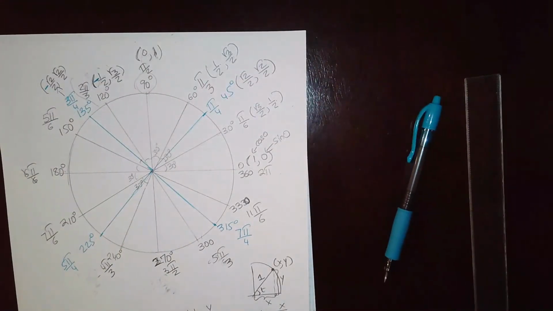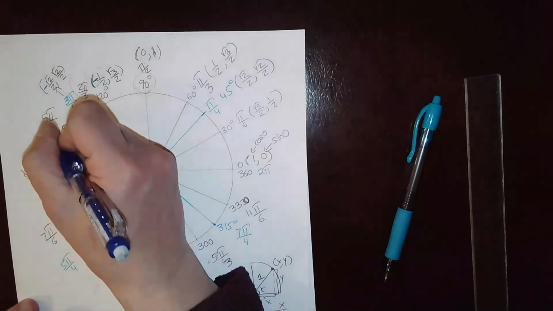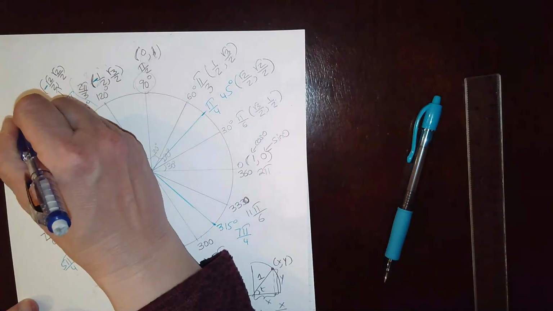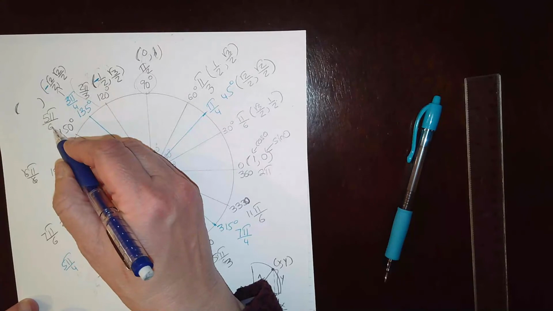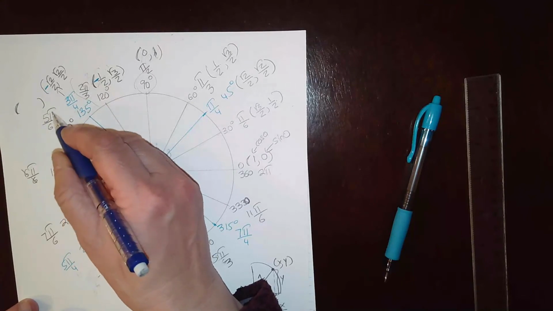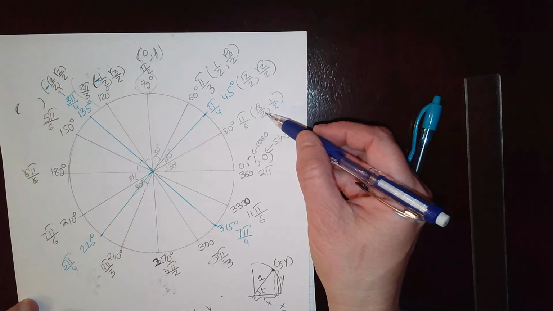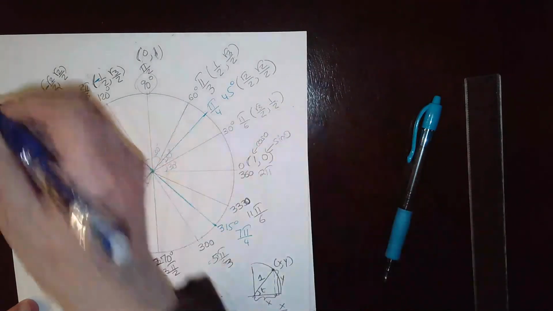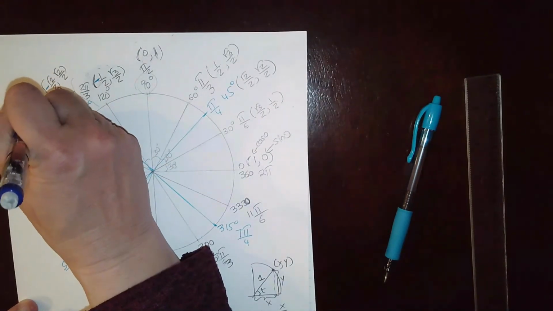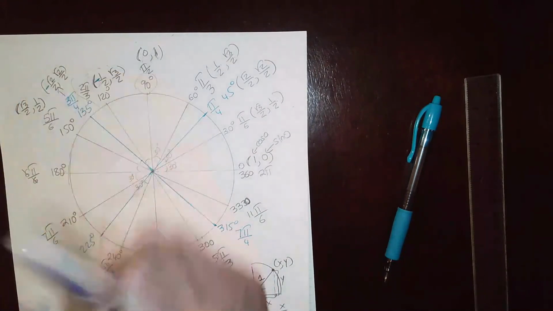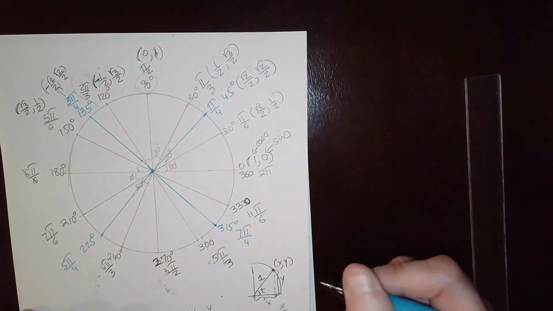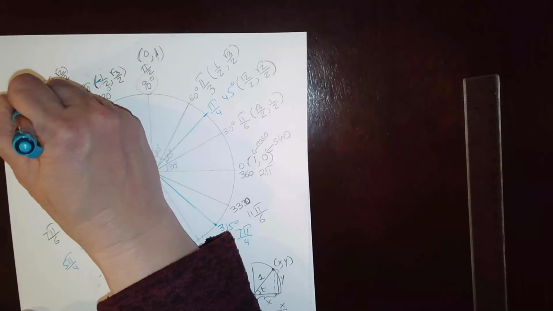Here is 5 pi over 6. The reference angle is pi over 6. We're looking at the pi over 6, so that's root 3 over 2, 1/2. Again, the cosine here is negative, or the x-coordinate is negative.